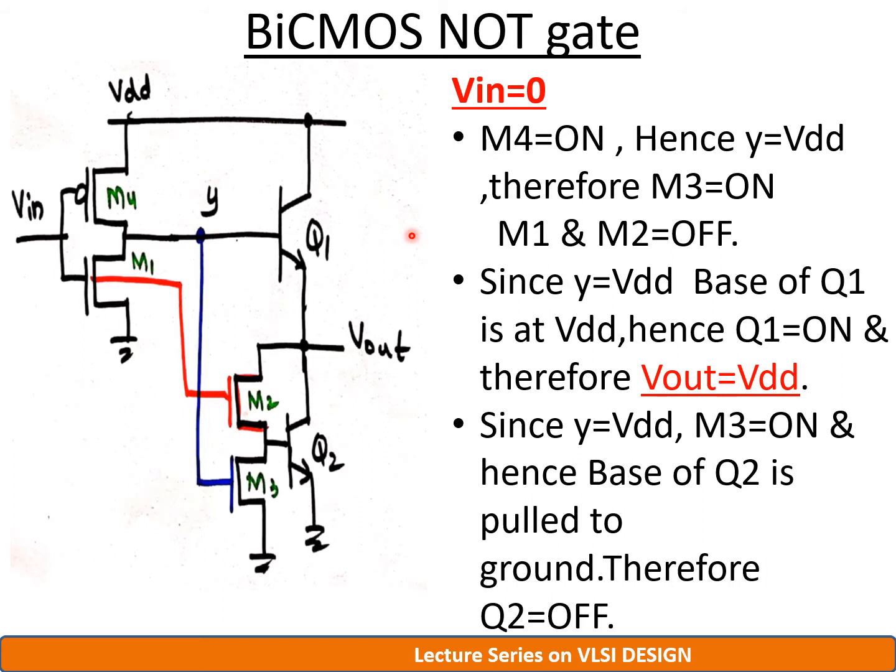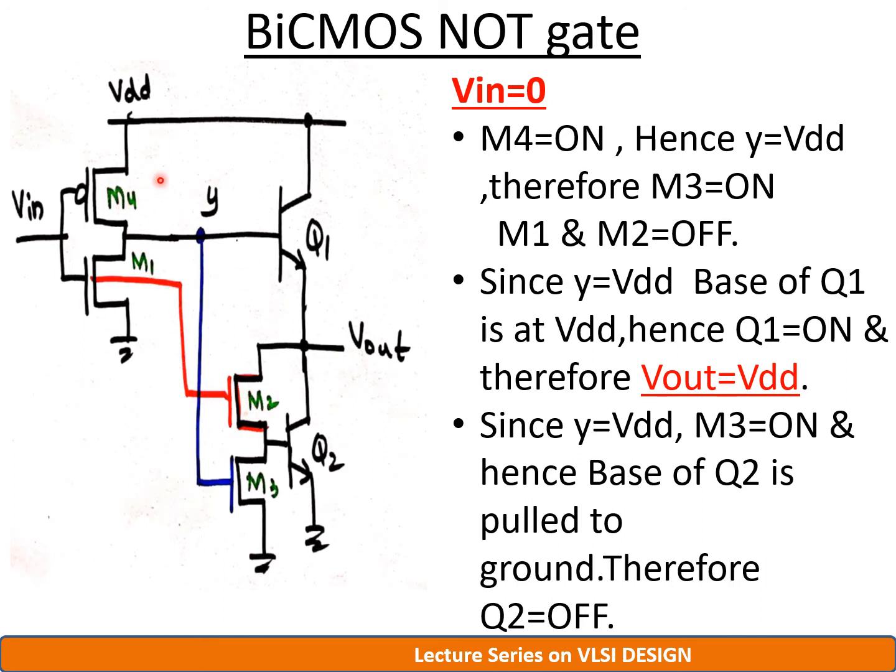So now let us analyze the working of this BiCMOS NOT gate. A NOT gate has two inputs: first case with Vin as 0 and next one with Vin as 1. So let us analyze with Vin as 0. When input is 0, the M4 device is in on state, the M1 device is in off state, and similarly M2 will be in off state.